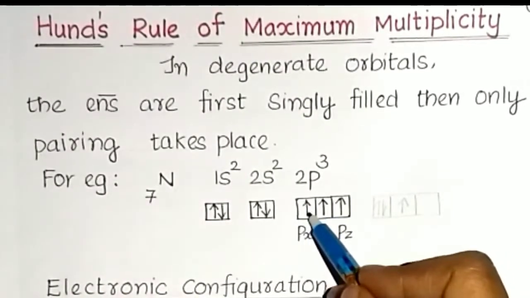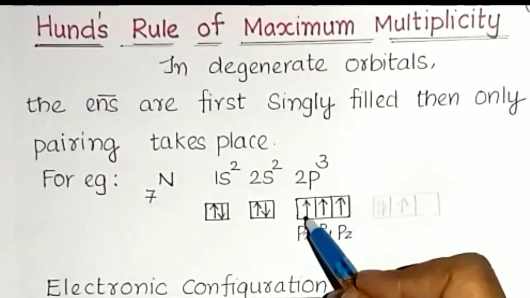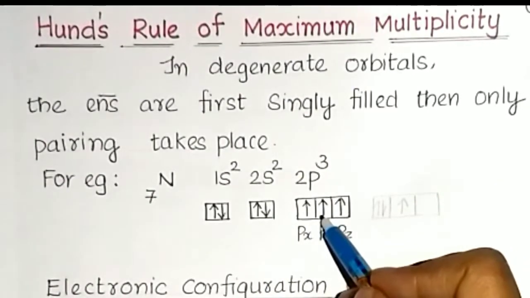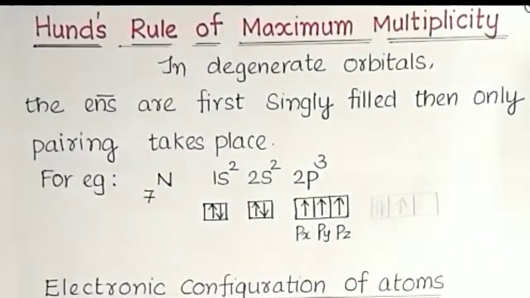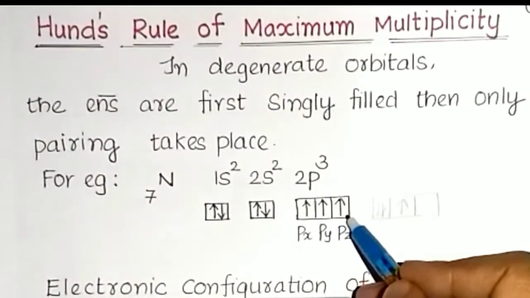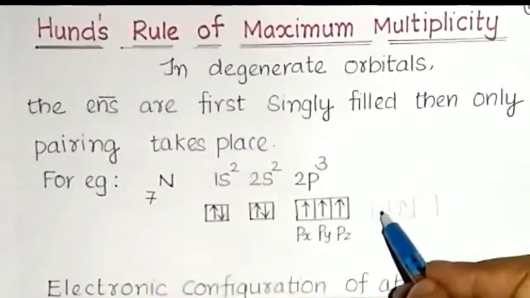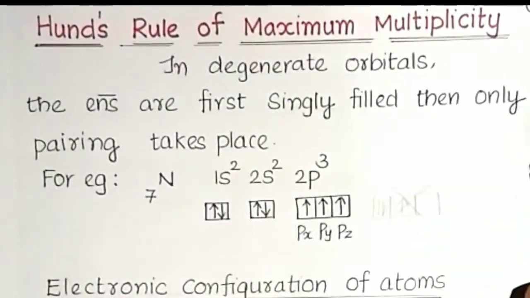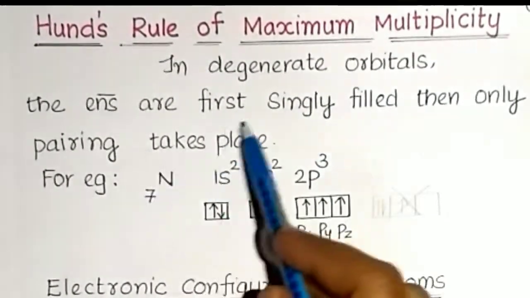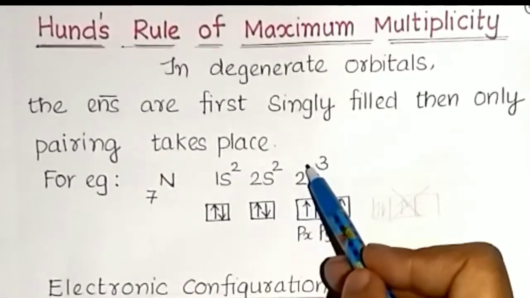So, the electrons are first singly filled because they have the same energy. The electrons are first singly filled, then only pairing takes place. Then if the remaining electrons are there, only then will the pairing take place here. So, 3 electrons are first singly given and then only pairing takes place. This is the incorrect option. So, in the case of degenerate orbitals, the electrons are first singly filled, then only pairing takes place.